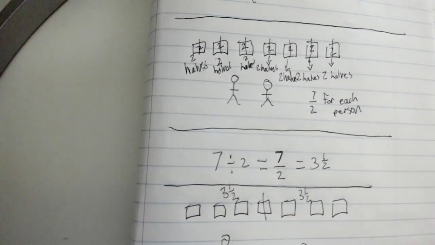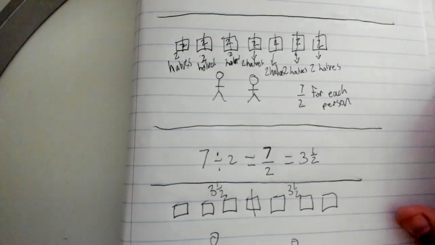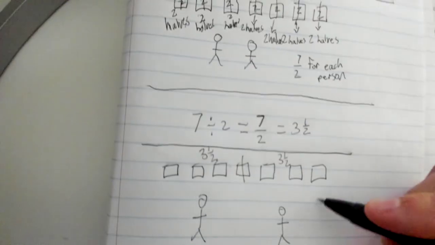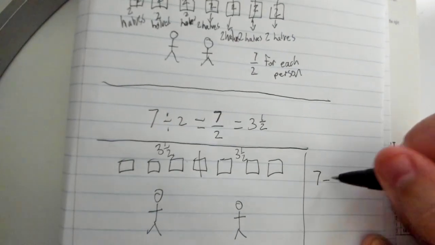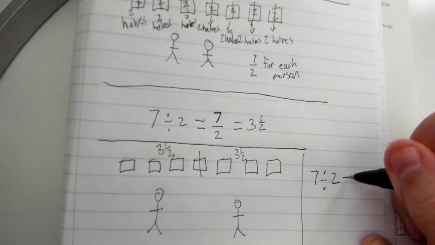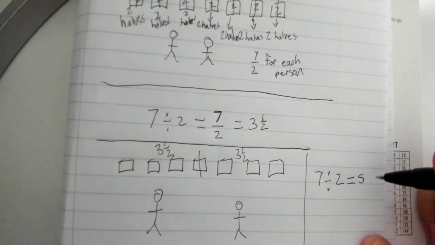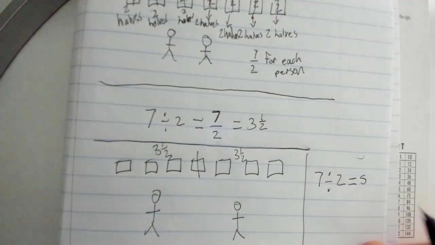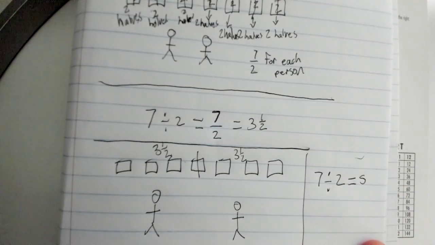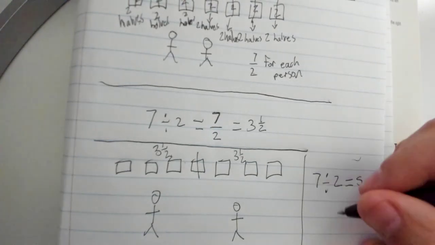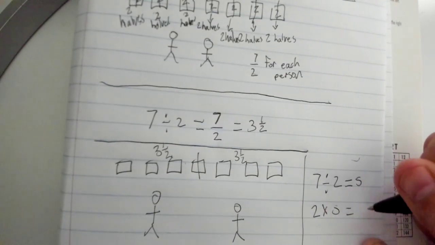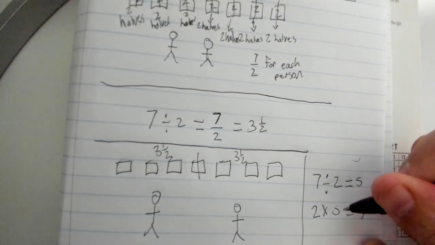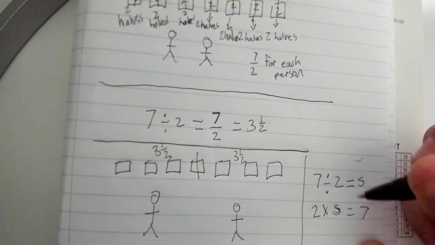Now, of course, almost all of our strategies were represented by the number sentence or the equation 7 divided by 2, we'll say equals S, which is the number of shares. But we can also think about this multiplicatively, right? Because they are inverse operations. So students might be thinking about 2 times S is going to have to add up to 7. So 2 times the number of shares equals 7.